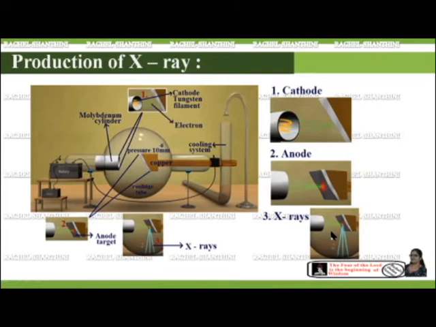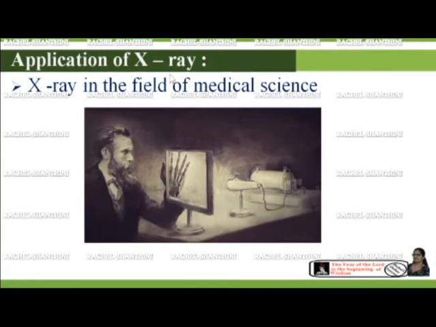Here in picture 3, you could see the X-rays that are produced fall perpendicular in the downward direction. When highly accelerated electrons strike the molybdenum anode target, the electrons slow down, and as a result, these electrons radiate their energy in the form of rays called X-rays. Application of X-ray: X-ray is widely used in the field of medical science. It is used to detect or diagnose bone fractures.